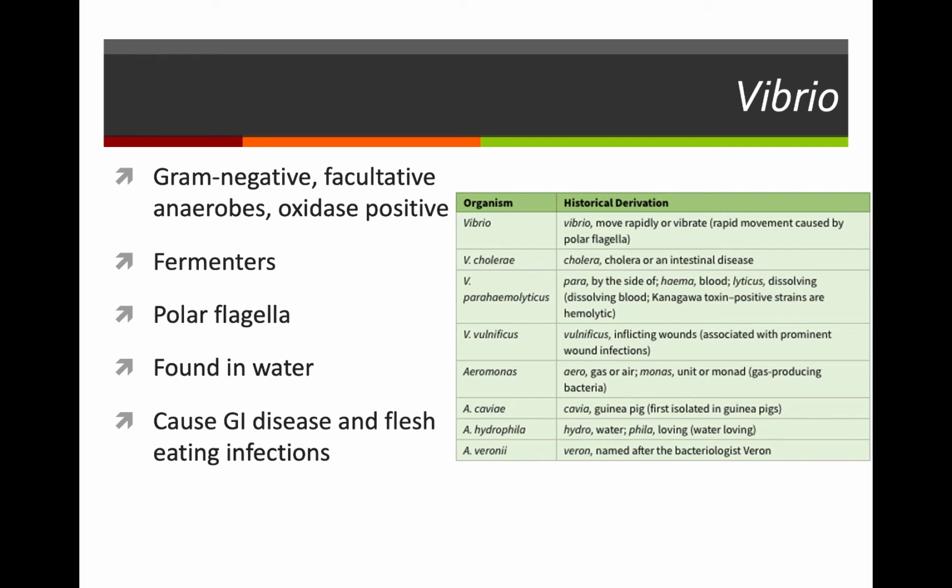Continuing our trend of gram-negative pathogens, we now have the genus Vibrio. These, however, do not belong to the Enterobacteriaceae. Vibrio species are gram-negative, facultative anaerobes, and they are oxidase positive. Remember, the Enterobacteriaceae are oxidase negative, which allows you to distinguish the Enterobacteriaceae from other gram-negative, especially rod-shaped bacteria.